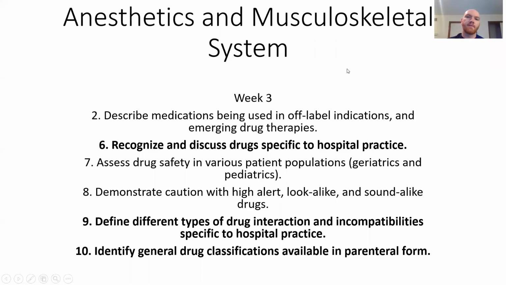All right, so this is week 3 for pharmacology 2. Today we're going to be going over anesthetics in the musculoskeletal system.